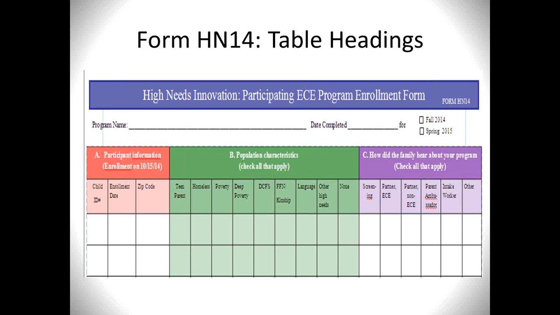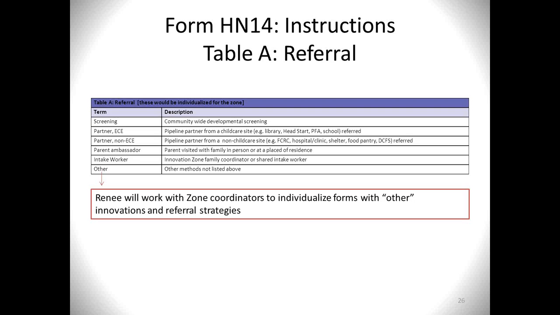For Table C, on the far right side in purple, please check all categories that describe how each enrolled child's family reported learning about your program. Again, going back to page 2 of the form, you will see terms for Table C and a description. Again, I will work with you to individualize your form to include other innovations or referral strategies that are unique to your zone. For example, for Cicero, we would add pop-up preschool as a referral strategy.